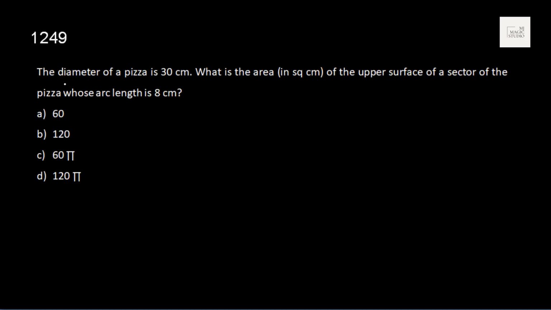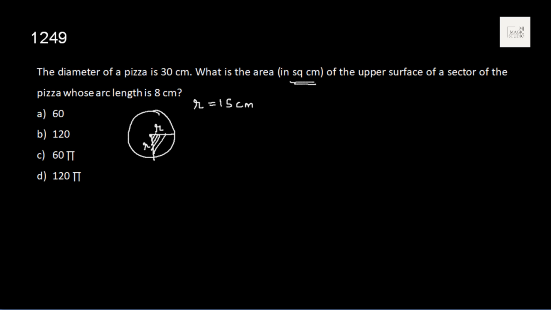Option C. The diameter of a pizza is 30 centimeter. Pizza is a circular, diameter is 30, that means radius is given, and that is 15. Radius would be 15 centimeter. What is the area in a square centimeter of the upper surface of a sector of a pizza whose arc length is 8 centimeter?